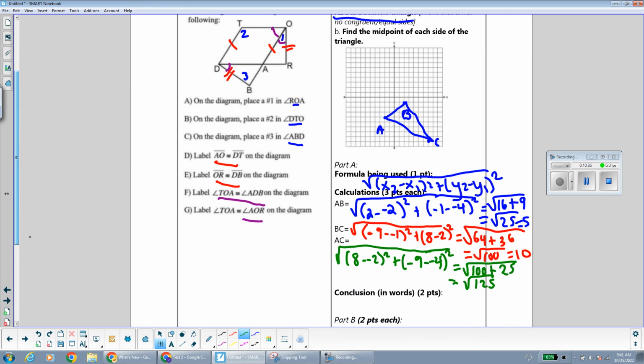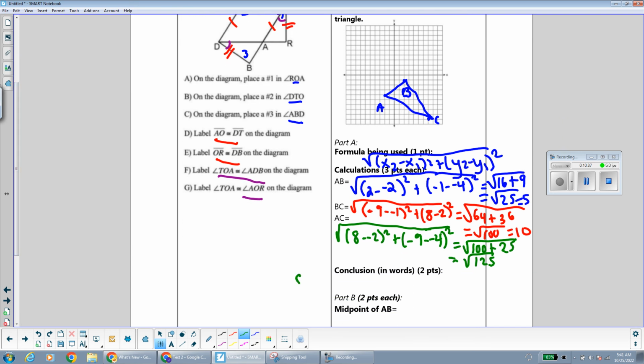So for our conclusion, I can write, since none of the sides are congruent or equal, the triangle is scalene. That's it. You were trying to show whether the triangle was scalene or not. It's not. And we showed that by showing that none of the sides are the same length. That's all that goes there.